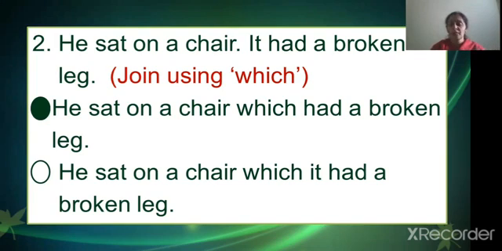Right? So we don't have to use the pronoun in the second sentence here. Why? Because the word which is referring to the noun. He sat on a chair which had a broken leg. So I don't have to use the pronoun in the second sentence. Clear, children? Shall we move to the next question?